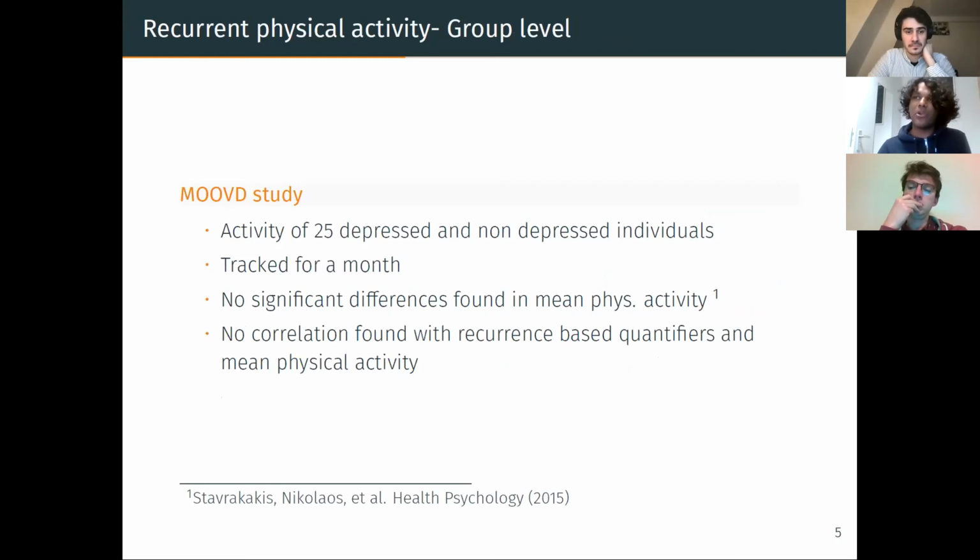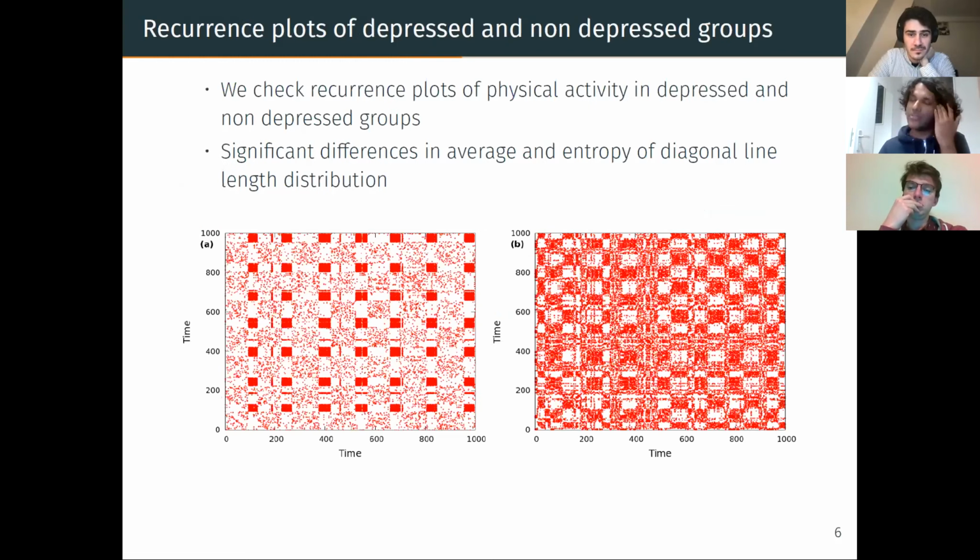First, the recurrence plots of the depressed and the non-depressed groups. These are two particular individuals, and the plot on the left, A, is the recurrence plot from a healthy, non-depressed individual. The plot on the right is from a depressed individual. Immediately you can see visually that there are differences. For instance, the plot on the right seems more noisy, and hence seems to be less complex than the plot on the left.